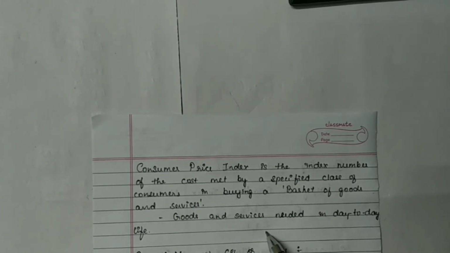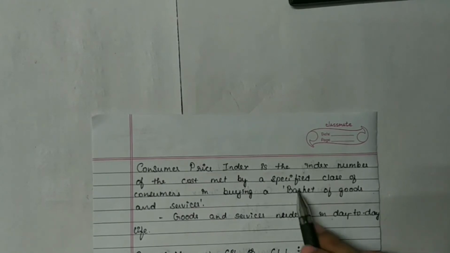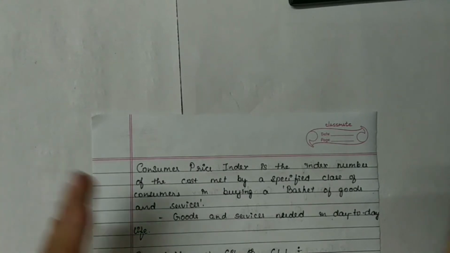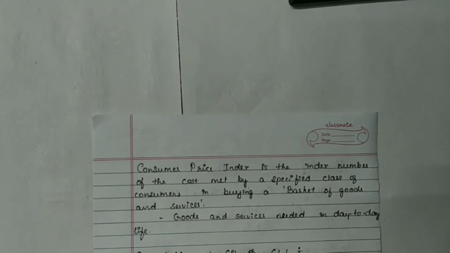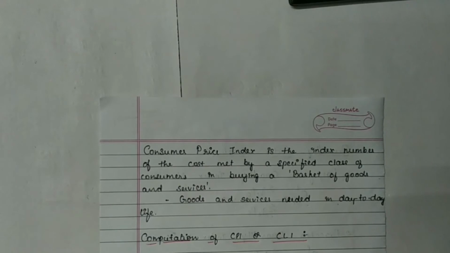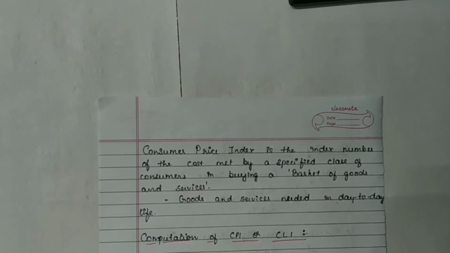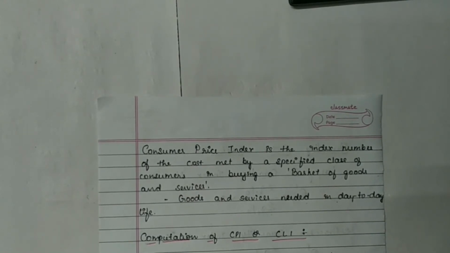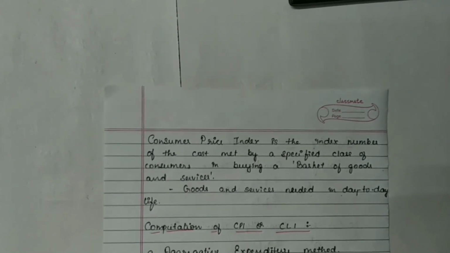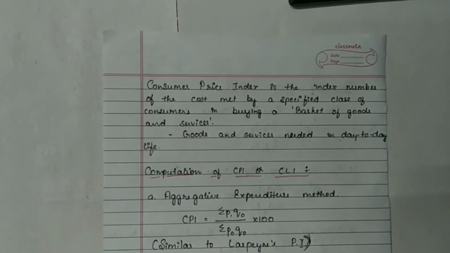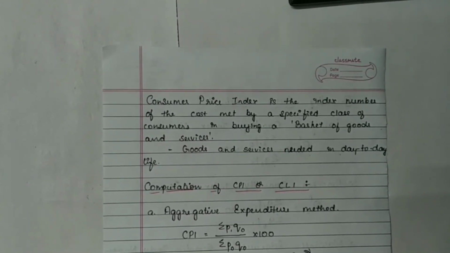So this goods and services is nothing but the goods and services needed in day-to-day life. And a specified class of consumers means a group of consumers having almost identical patterns of consumption. So now let's see what the different computations are under consumer price index number or consumer cost of living index number, CLI. Okay, so the first one is aggregate expenditure method.